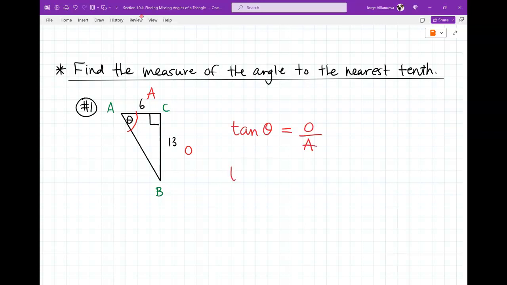Now let me write down what I know. Tangent of theta is equal to opposite, that's 13, over adjacent, that's 6. But all I have to do is find the angle. So remember, we get the tangent, and we just throw it to the other side. When I throw it over, I get theta equal to tangent inverse of 13 over 6.